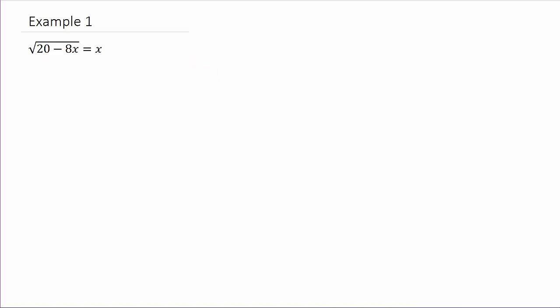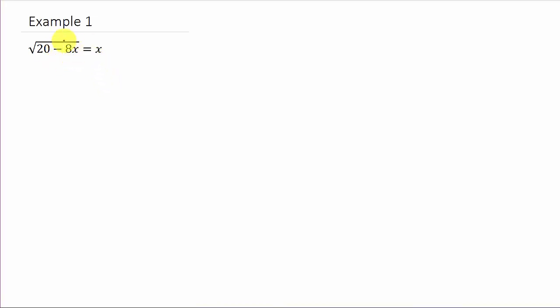Whenever you're solving an equation with a square root or a radical, you want to isolate the radical. Get the radical on one side by itself. Now, I need to get rid of the radical. So what I'm going to do is square both sides. Remember, whenever you square a square root, your answer is what's underneath the square root. So this is going to be 20 minus 8x equals x squared.